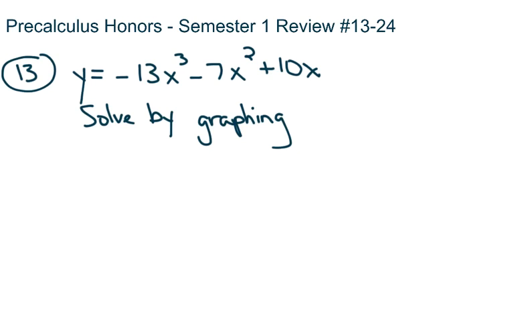This is the Pre-Calc Honors Semester 1 review, problems 13 to 24. Number 13 asks you to solve by graphing y equals negative 13x cubed minus 7x squared plus 10x. First of all, if you just notice it has a greatest common factor, you're going to figure out real fast that one of the solutions has to be x equals 0. But the other two solutions are going to be irrational.